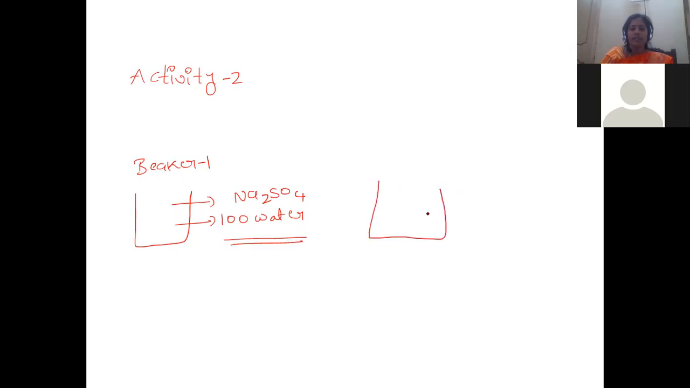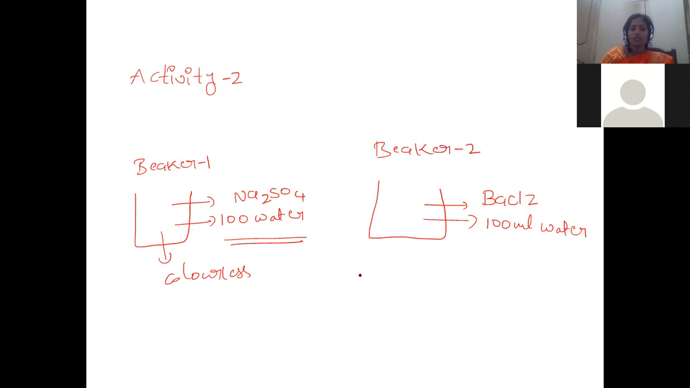We are taking another beaker. In this beaker, 100 ml water is taken first. To this 100 ml water, barium chloride is added. This barium chloride is also water soluble. Here, the solution is colorless in beaker 1. In beaker 2, the solution is also colorless.